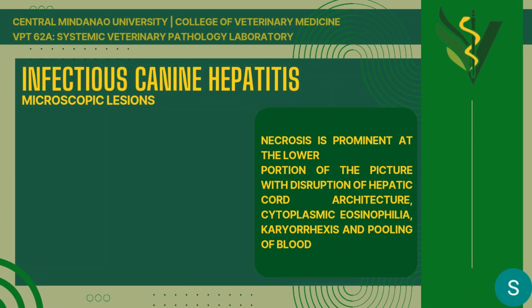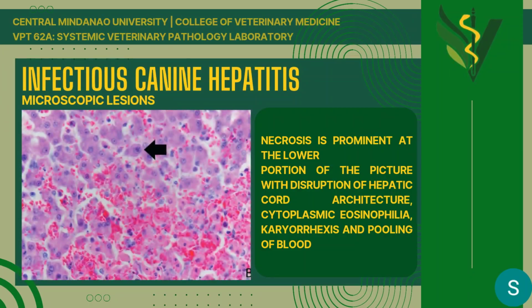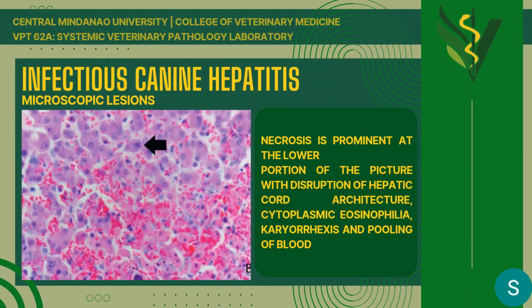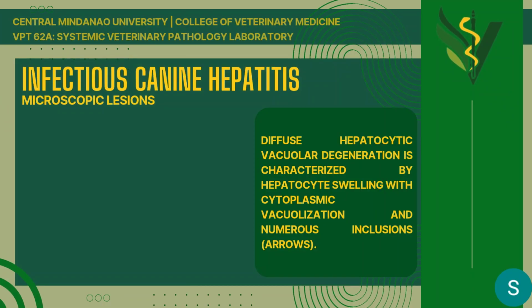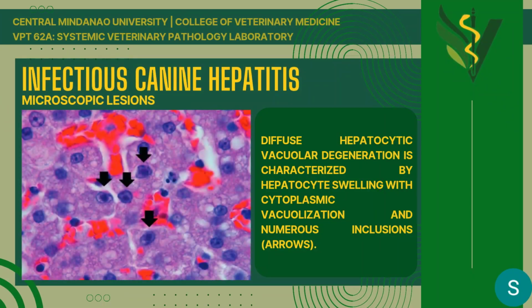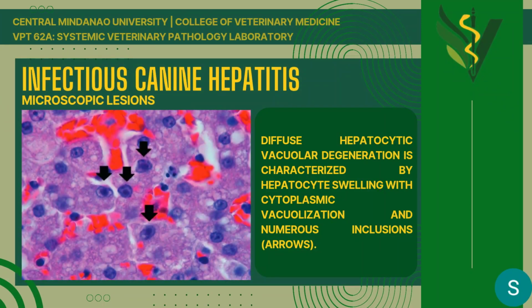In this image also, we are seeing necrosis that is prominent at the lower portion of this picture with disruption of your hepatic cord architecture and the cytoplasmic eosinophilia, karyorrhexis, and pooling of blood. We can also observe here the diffuse hepatocytic vacuolar degeneration that is characterized by hepatocyte swelling with cytoplasmic vacuolization and numerous inclusions or inclusion bodies that are pointed out by the arrows in the image.